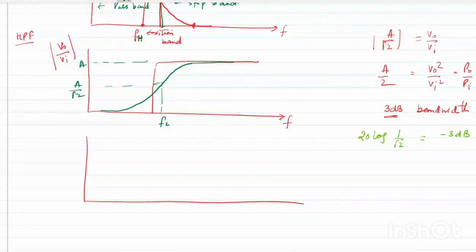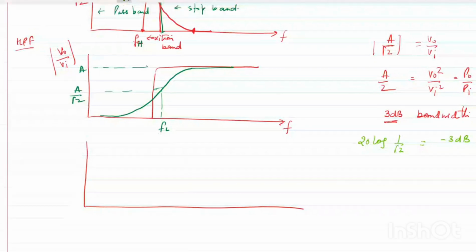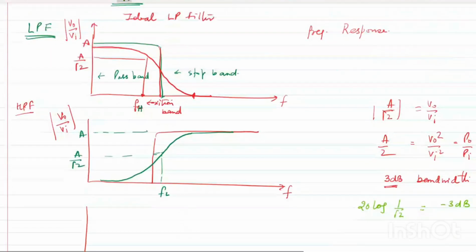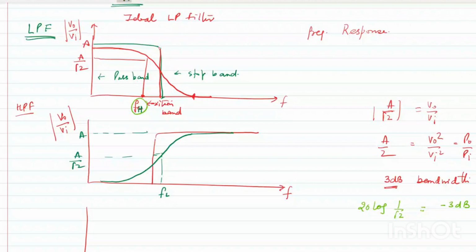So that is what happens when your gain is 3 dB down. And when the gain is 3 dB down, we call it the cutoff frequency. So this is the cutoff frequency for a low pass filter. That means fh is the frequency at which the gain will be 1 by root 2 times the maximum gain.